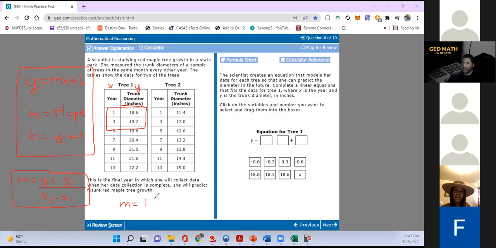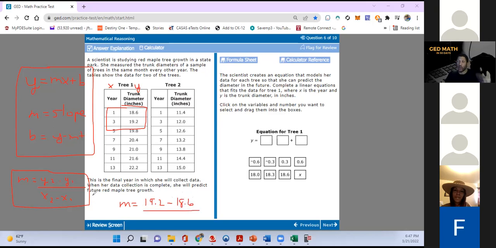19.2. Why 19.2? Because 18.6 is my first point. My second point that I'm using is 19.2. So y2 would be the y value of my second point. So 19.2 minus what's y1? 18.6.